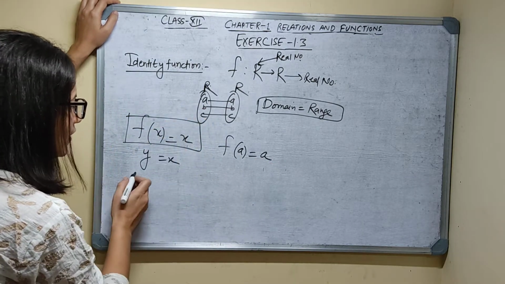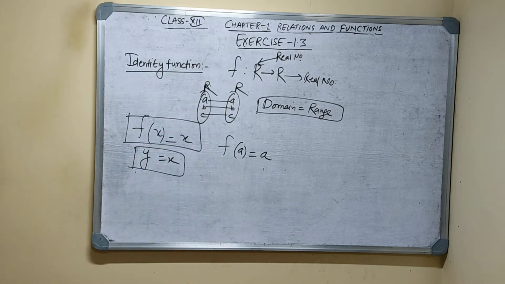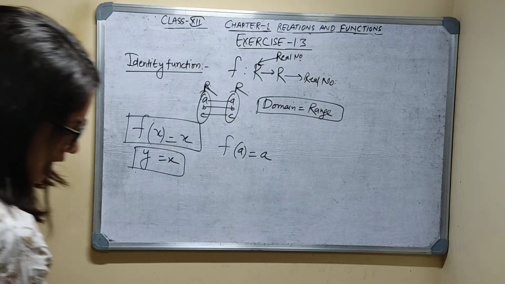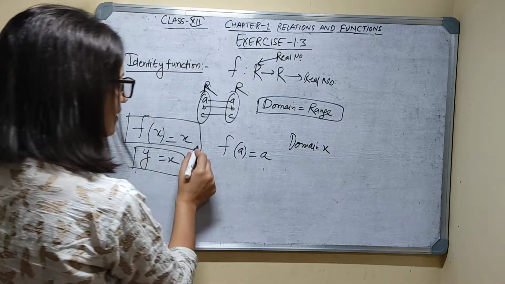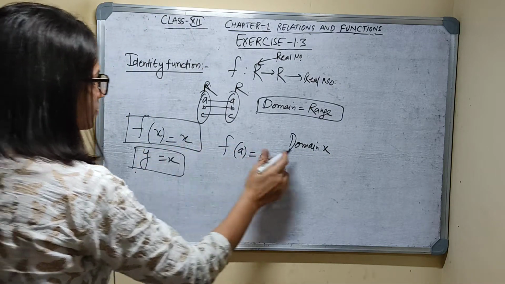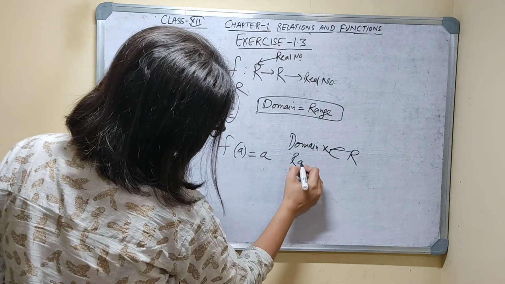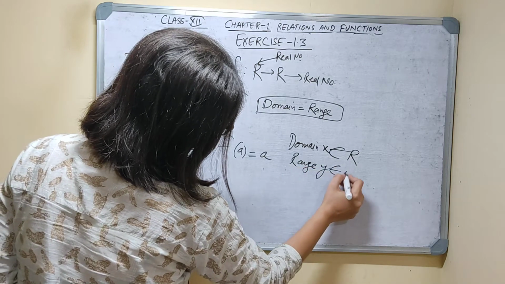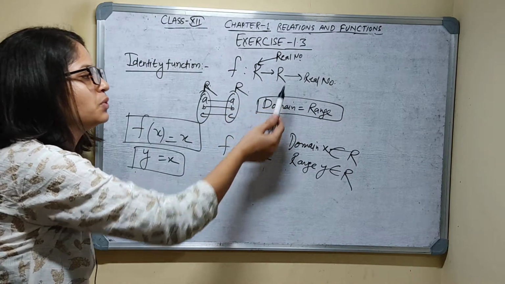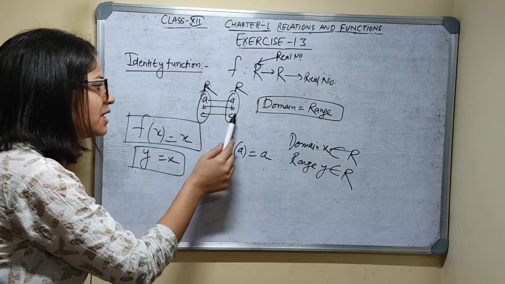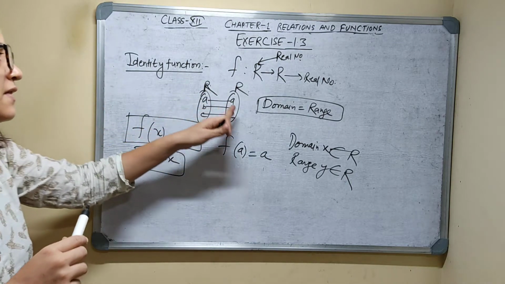F of x means y. Y is equal to x, or this is equal to this. So A is equal to A. So for domain, x belongs to R, here I am saying f of x is equal to x. So y is equal to x. So domain x belongs to R and range y also belongs to R. Is it clear? So identity function, if defined from real number to real number, A, B, C are real numbers, here also A, B, C are real numbers. All are same. Here domain is equal to range.